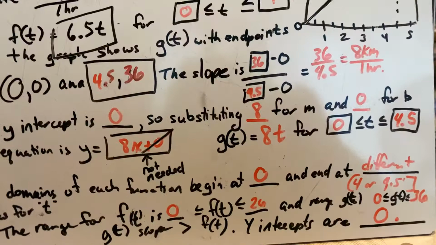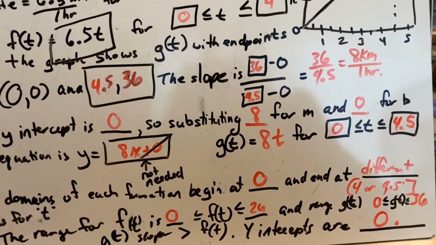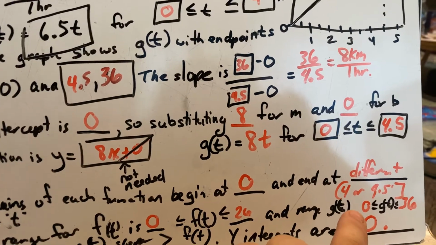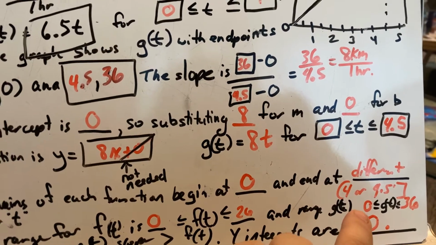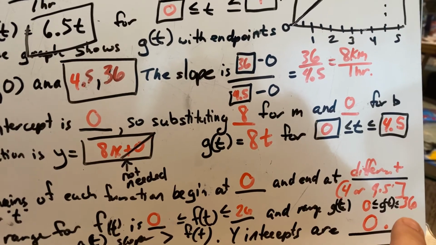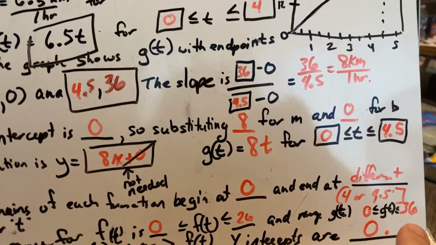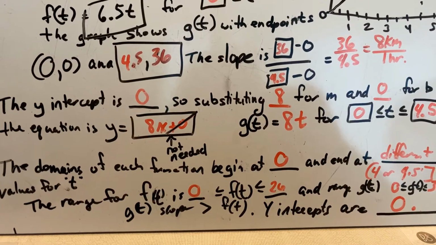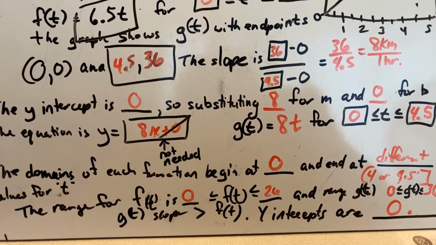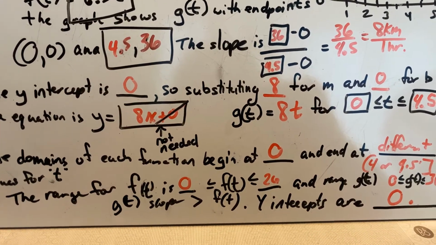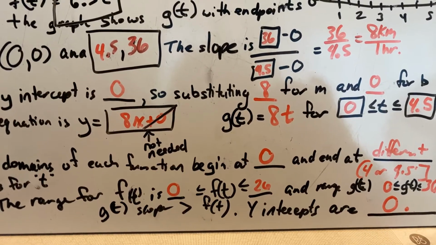Now, what about g of t? What is that range? Well, g of t starts at time 0. G of t, the range starts at 0 kilometers and ends at 36. That's the most distance that I can go, given the 4.5 domain. So g of t has a slope that's greater than f of t, and both y-intercepts are at 0.